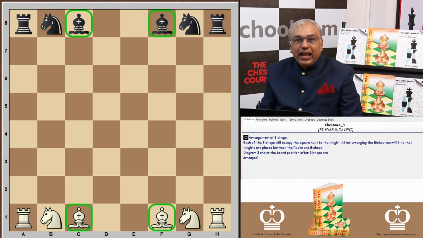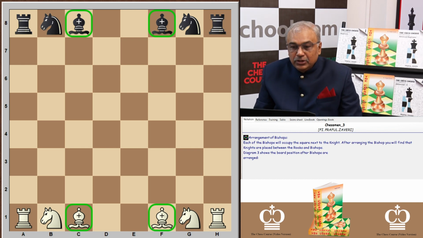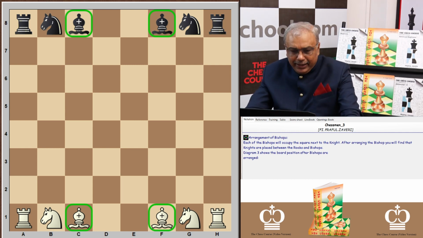Going ahead, we now come to arrangement of bishops. So each of the bishops will occupy the square next to the knight. After arranging the bishop, you will find that knights are placed between rooks and bishop. That means you will never make a mistake.